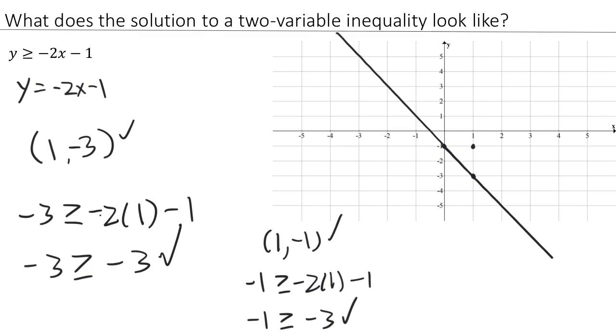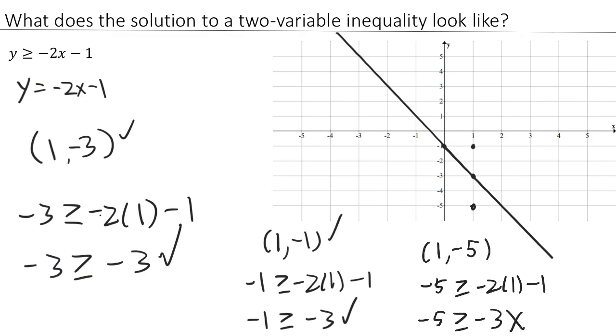Now let's try another one, say this point here, that would be 1 comma negative 5. Plugging those values in, we would get negative 5 greater than or equal to negative 2 times 1 minus 1, which tells us negative 5 greater than or equal to negative 3. Now that is not true, and that means that this point is not a solution to our inequality. We could go on testing points like this all day, and what we would find is that points that are above the line in this region all will be solutions to your inequality, and points that are below the line in this region are not solutions to the inequality.